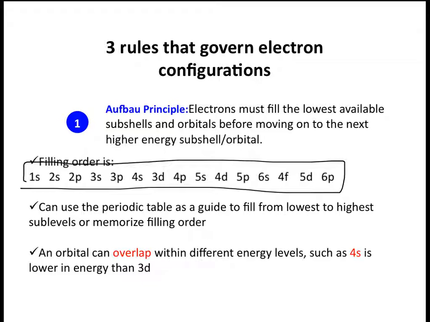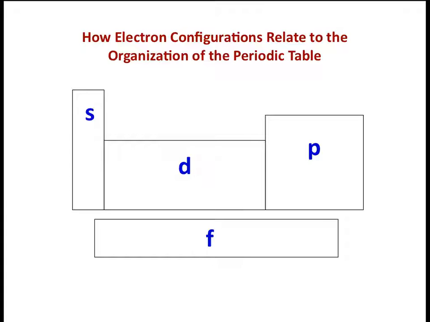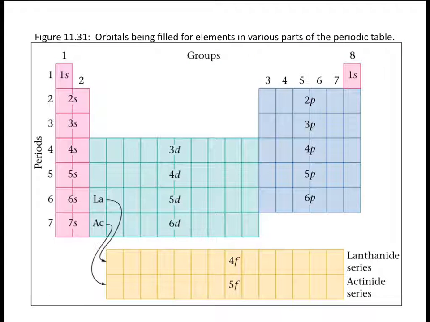Orbitals can't overlap within different energy levels, and you will see that in areas like right here at 4s and 3d, 5s and 4d, 6s, 4f, 5d, and so forth. If you're going to use the periodic table to help you with electron configuration, you want to remember your blocks S, P, D, and F, and of course your energy levels. So here you can see a periodic table where the symbols have been pulled out and the energy level sublevel designations have been written in.